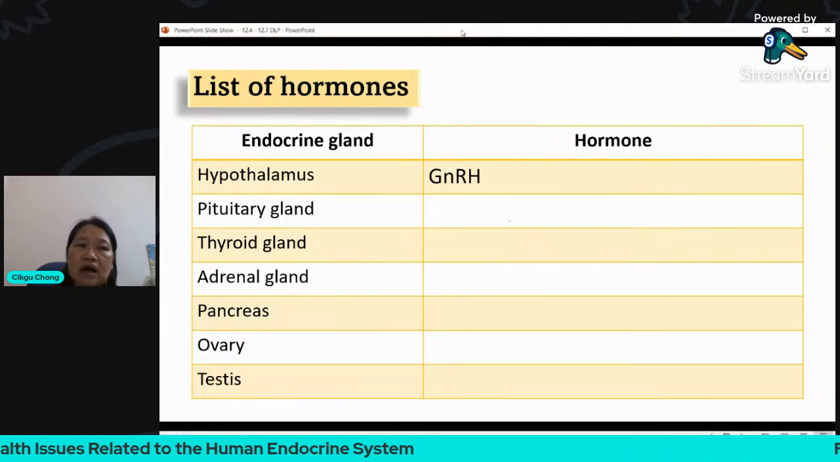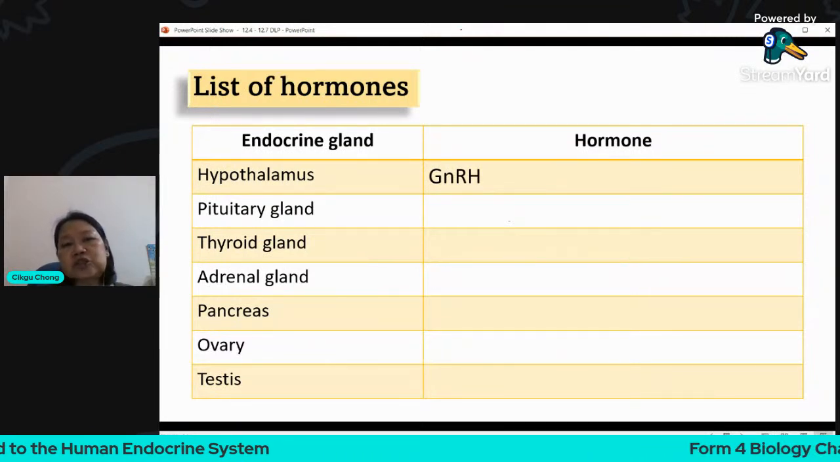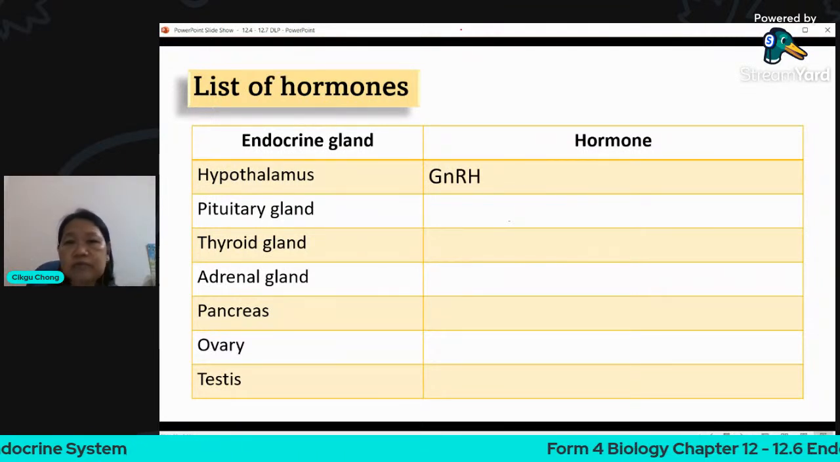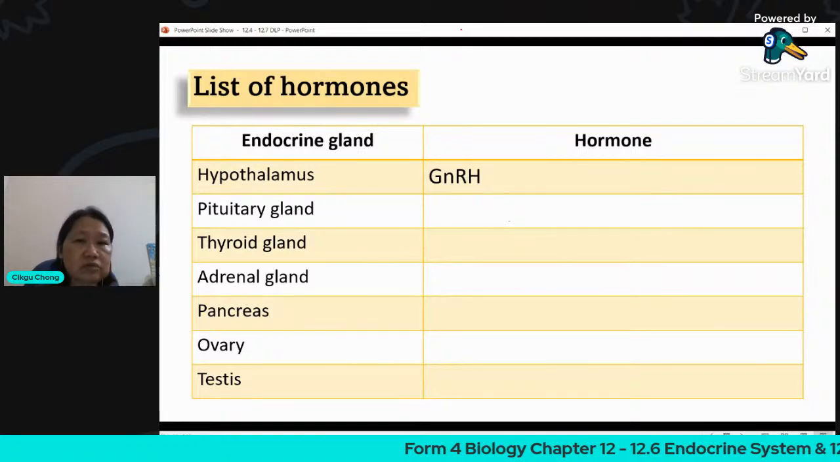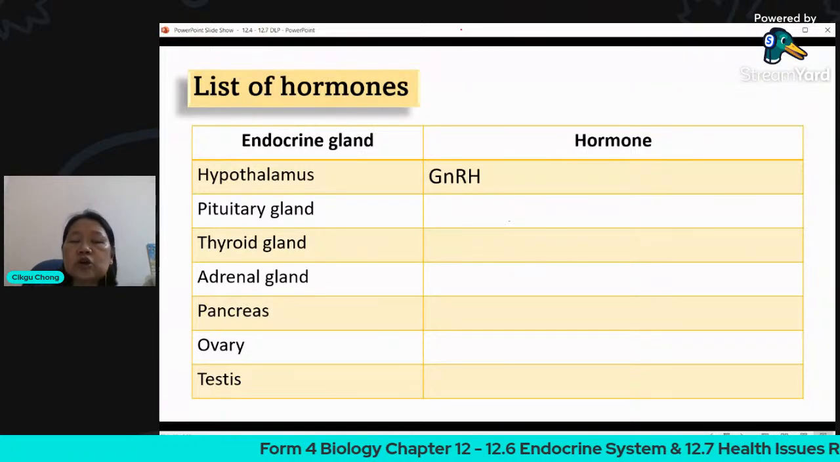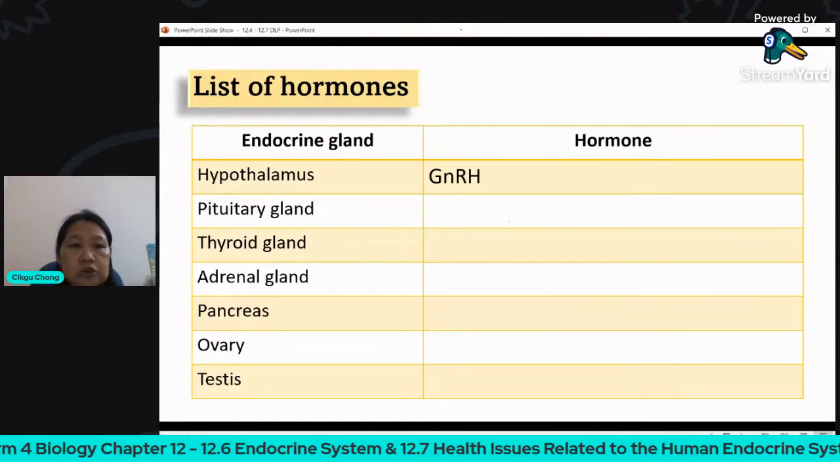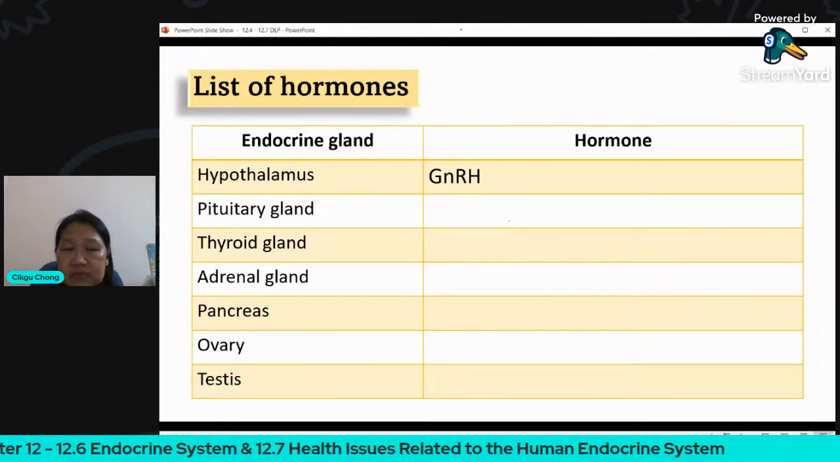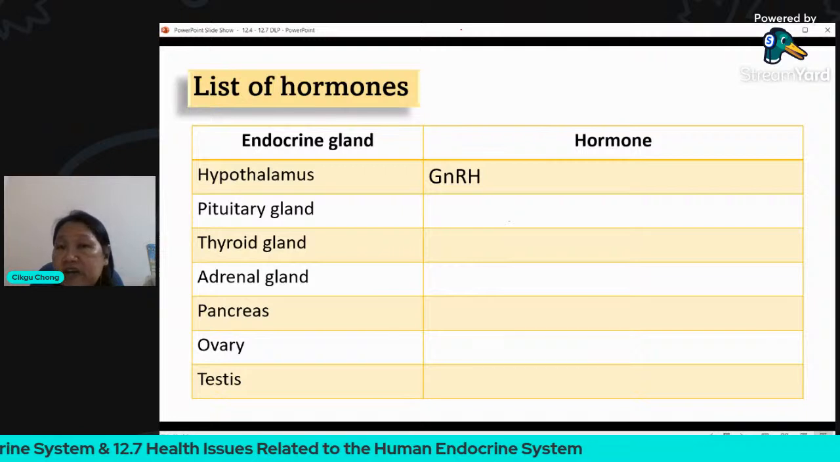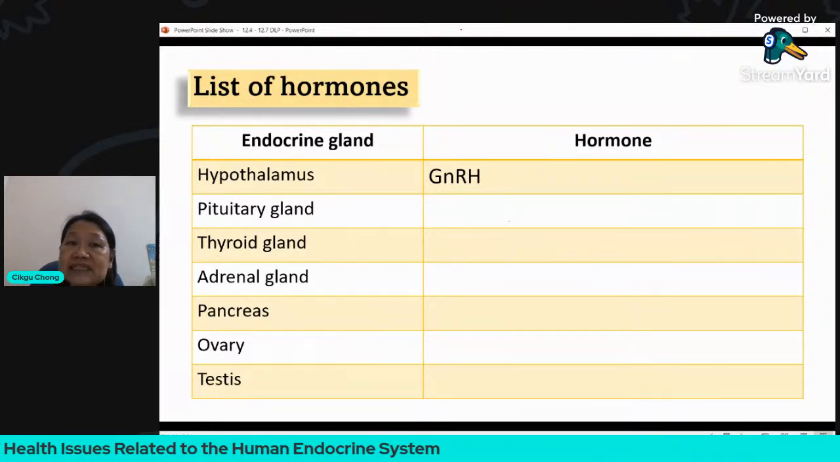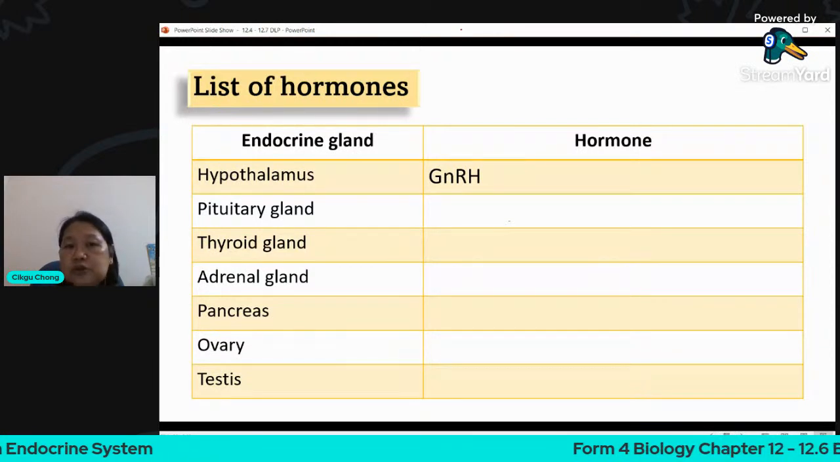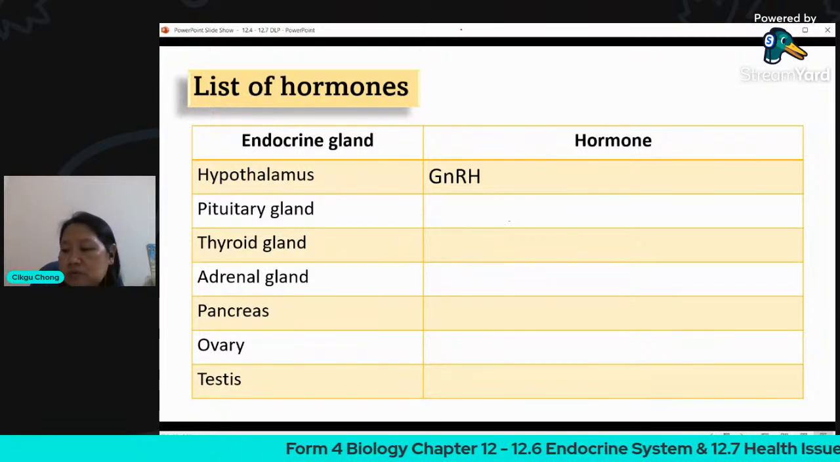First one, hypothalamus. You just need to remember the GnRH. There could be others, which are not in our syllabus. We don't need to learn them, but you need to know the gonadotropin releasing hormone. Gonadotropin releasing hormone is from the hypothalamus. This GnRH hormone will stimulate the pituitary gland to produce FSH and LH hormone.